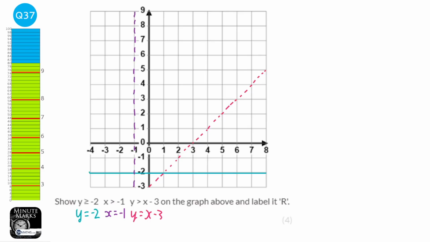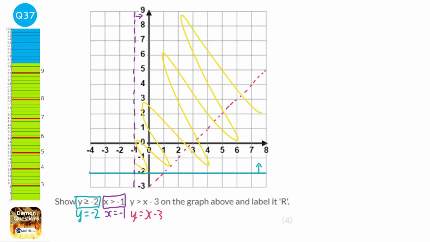Okay, now we've got to work out where the region is. So we've drawn the lines, and the lines are either dashed or solid, and so they're perfect, but we've got to work out where the region is. We can see on the first one that y is greater than or equal to minus 2, so it's going to be above this line. You can see on the next one that x is greater than minus 1, so it's going to be this side. So we've already narrowed it down to somewhere in this region here.